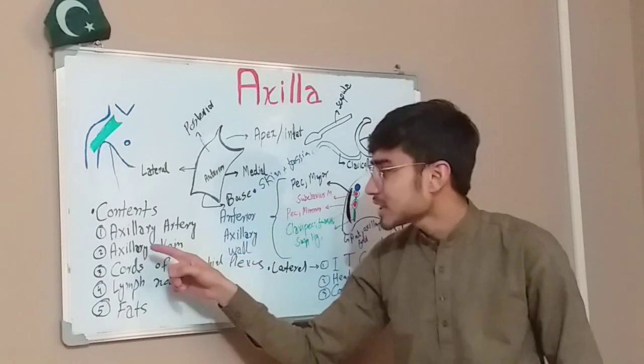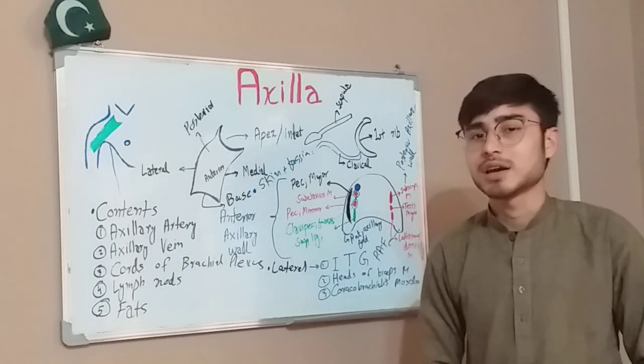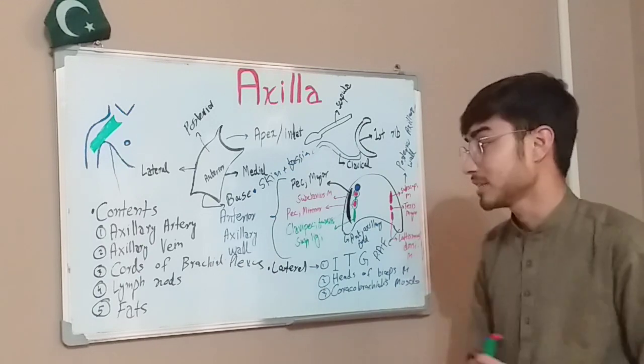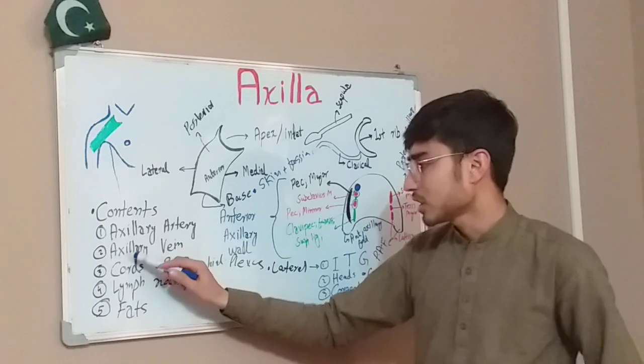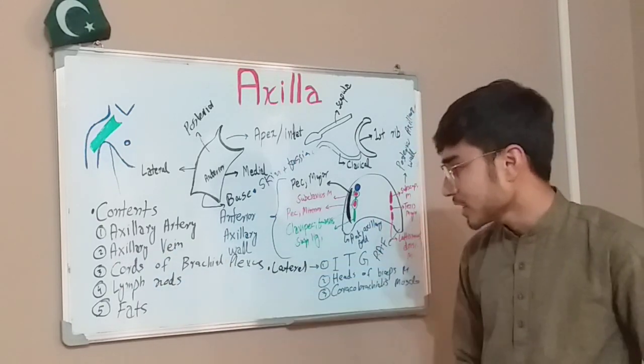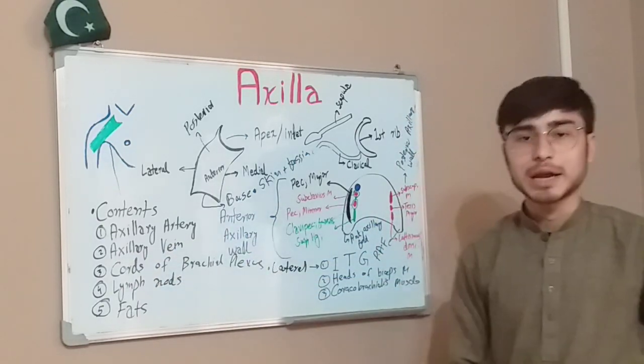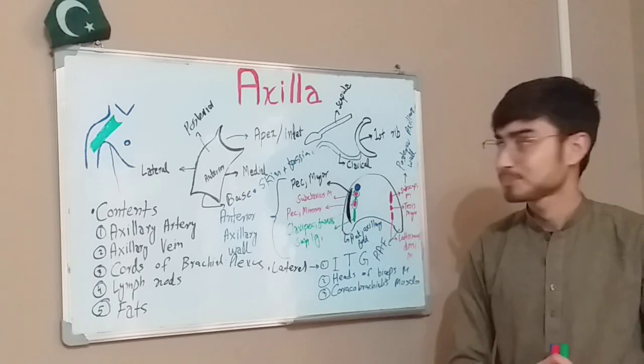And the axillary artery gives 6 branches, and inshallah we will explain the different branches of the axillary artery. We will explain the axillary vein and the brachial plexus inshallah in some other tutorial.